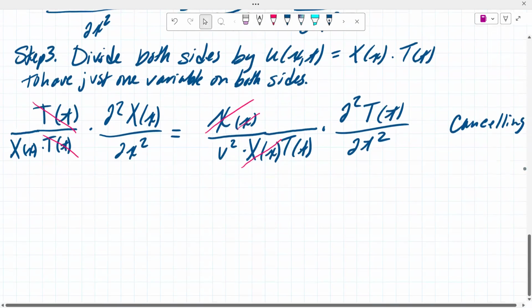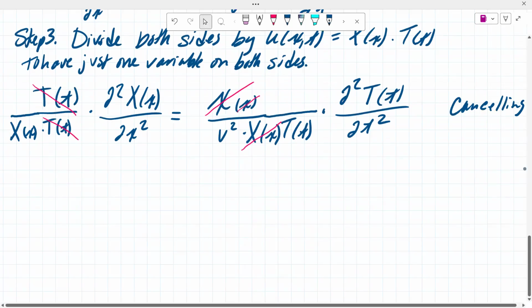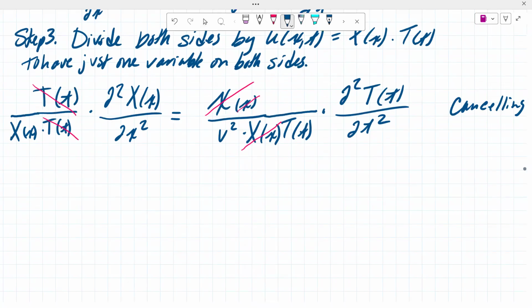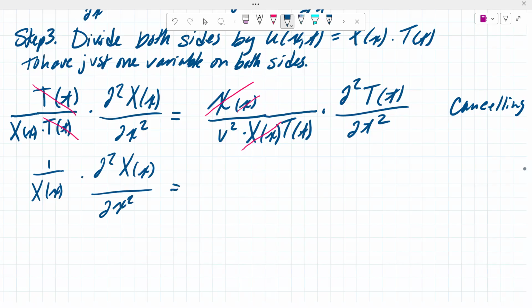Now the next thing we're gonna do is we're gonna just simplify this. So we got rid of a bunch of the junk here. So we got 1 over X of x times d squared X of x over dx squared equals 1 over v squared T of t times d squared T of t over dt squared.